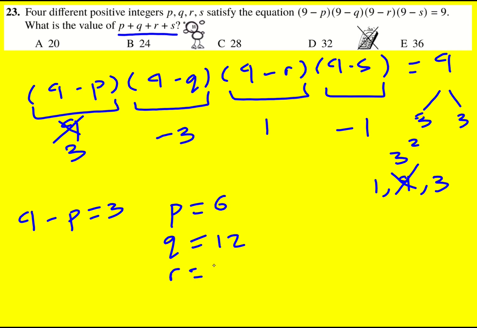And then R is going to be 8. And S is going to be 10. So if I add these all up, this gives 20, 16, 20 plus 16 is 36. And that is our answer.